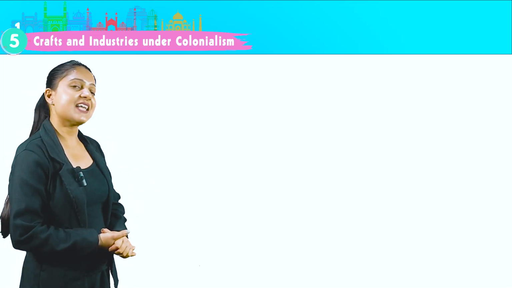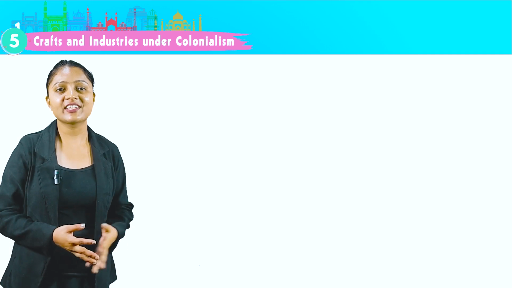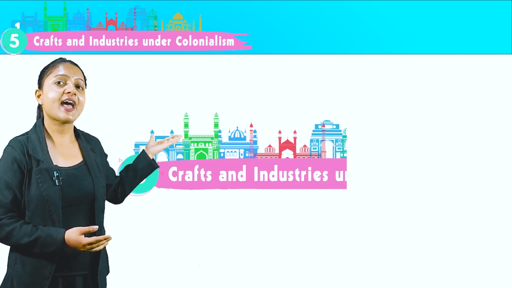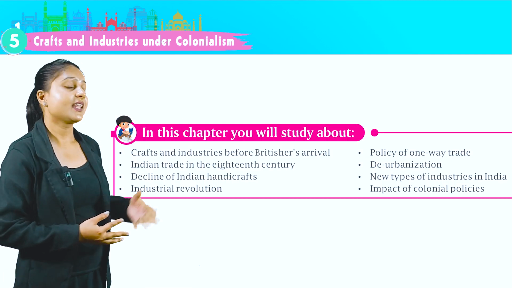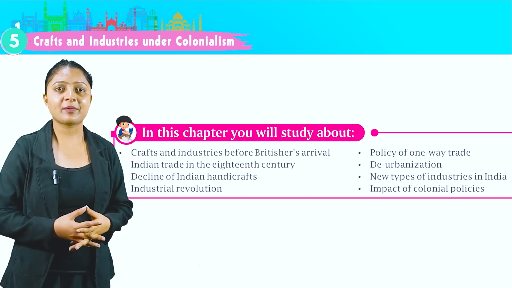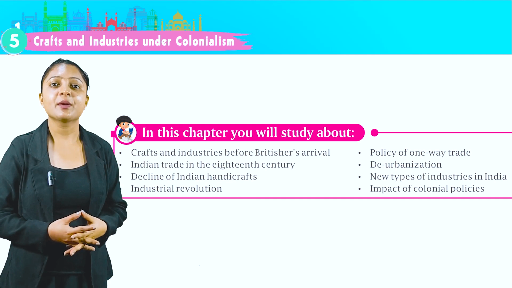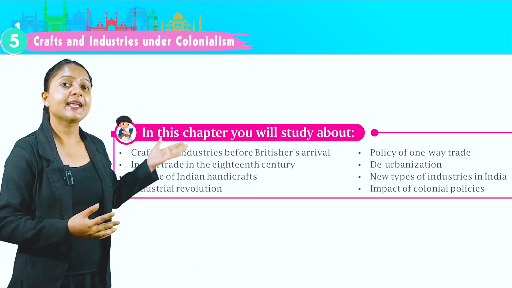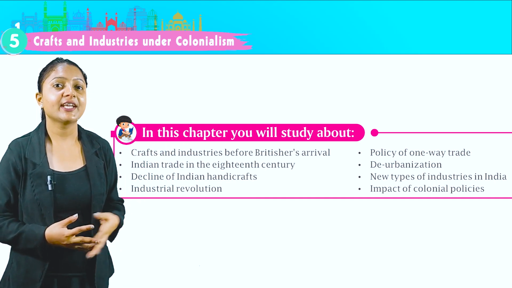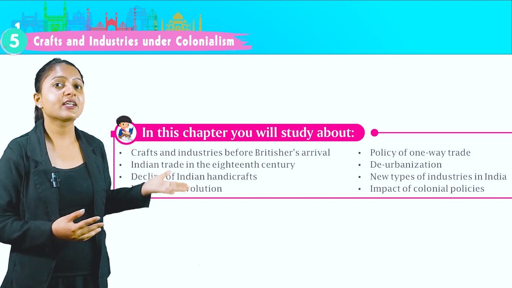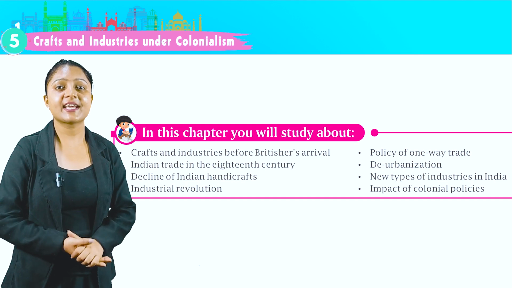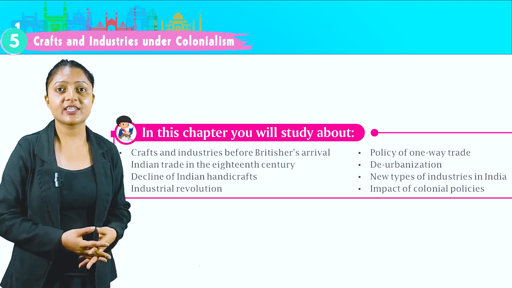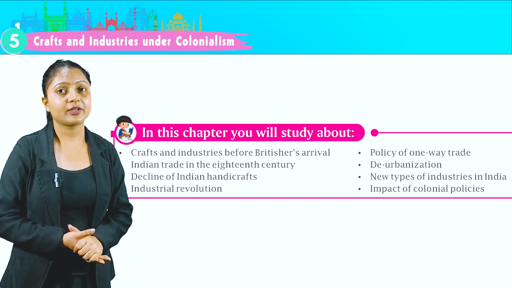So, are you ready to start chapter 5 of our history, which is Crafts and Industries under Colonialism? In this chapter, you will study about crafts and industries before the Britishers' arrival, Indian trade in the 18th century, decline of Indian handicrafts, Industrial Revolution, policy of one-way trade, deurbanization, new types of industries in India, and impact of colonial policy.